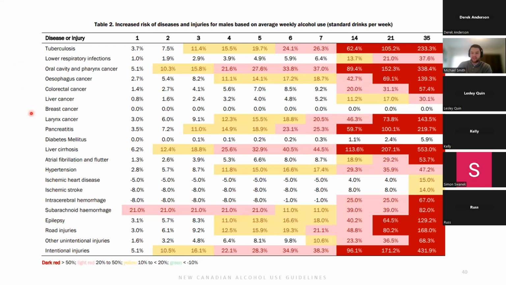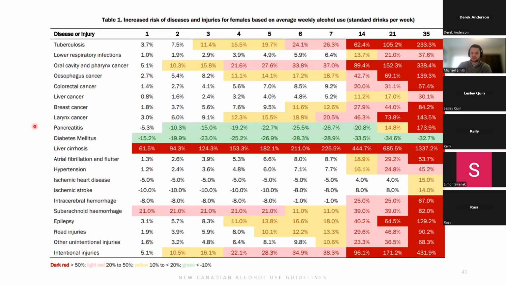Now, this scary looking table is a bit more of the information the CCSA provides about the increased absolute risk of diseases and injury based on average weekly alcohol use. This can all be accessed on the CCSA website if you are very curious about the individual risks of certain conditions that they identify here, a lot of them being cancer, some related to heart conditions, and some strokes as well. However, the general trend that you can see is that with increasing alcohol intake per week, your absolute risk of developing these conditions increases. So this is the chart for men, and this here is the chart for women.